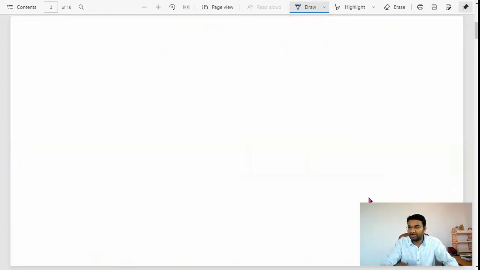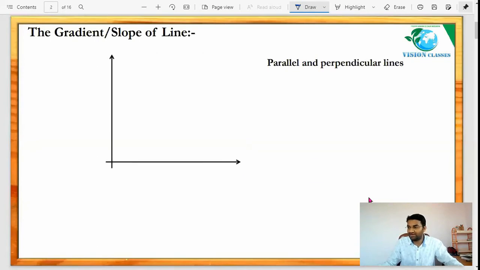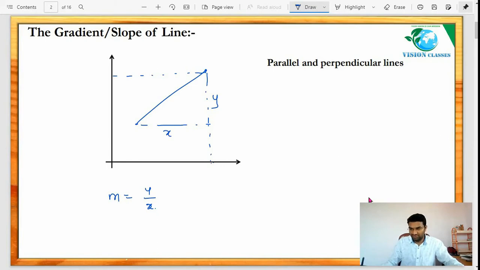Now, the next point is the gradient or slope of a line. Let's say if you take any line, it has an x-axis as well as a y-axis. So here this is the y distance and this one is the x distance, right? So the slope m is equal to the y change divided by the x change. So this m is equal to tan theta. This is the gradient, right?